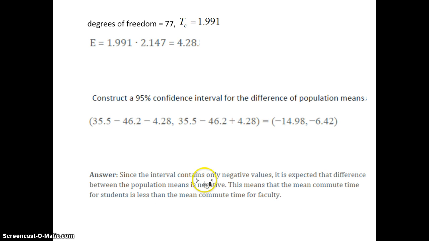Now, this interval contains only negative values. Thus, it is expected that the difference between the population means is negative. That means the mean commute time for students is less than the mean commute time for faculty. Remember the order of subtraction, students minus faculty. To get a negative difference in mean commute time, the mean commute time of the first number, students, has to be smaller than the mean commute time of the faculty, which is the second number.